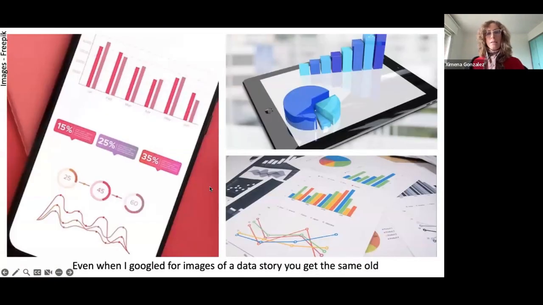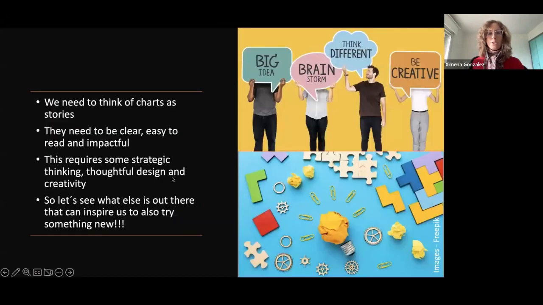Okay, so when I sort of Googled how to tell a story with data, you kind of get the same old, right? So this is the status quo. You have your pie charts, you have your bar charts, a few line graphs, maybe something vaguely interesting, but nothing really kind of jumps out at you. And we really need to think of charts as stories. They need to be clear, easy to read, and impactful. And to do things differently requires a bit of strategic thinking, some thoughtful design, some creativity. So to start off, let's get inspired. So let's see what else is out there so that we can start trying something new.